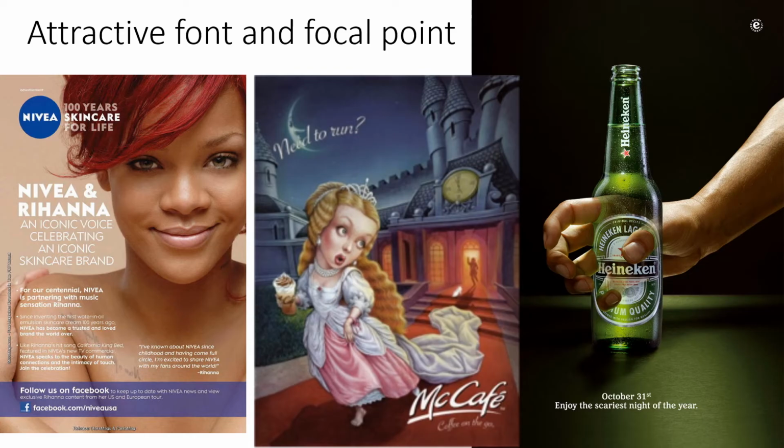Lastly, the focal point of the third advertisement is the Heineken bottle and the hand that is going through the bottle. Since the ad is advertising the 31st of October, which is Halloween, the image suggests that the bottle of beer is a ghost as well. Therefore, buying the beer will scare you more and at the same time will make you enjoy your Halloween even more.